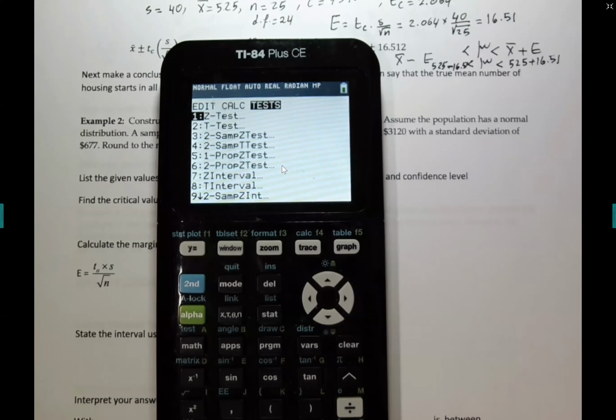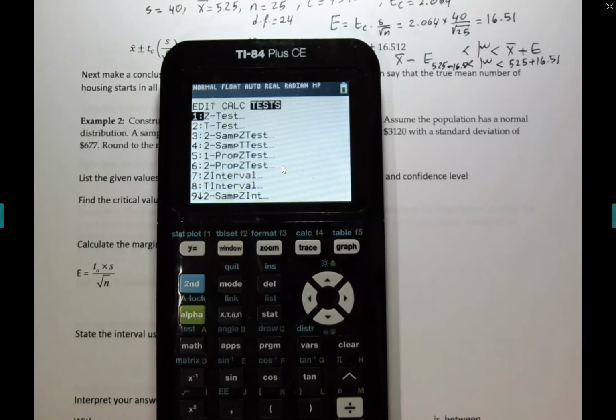Okay. Can someone tell me which feature we're going to be using? It's not going to be 7, and let me tell you why: because sigma is not known. If you tell me where students struggle with this chapter, I can tell you easily, guys. They get confused between 7 and 8. 7 is used only if the population standard deviation sigma is given in the problem. 8 is used when S is given instead of sigma.